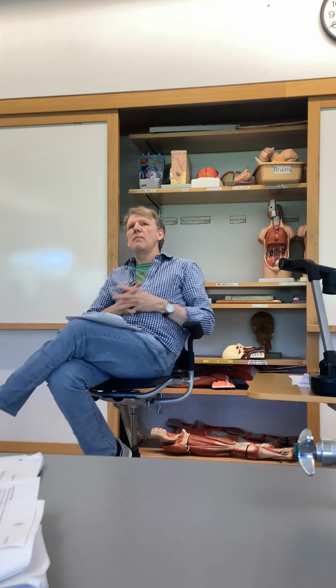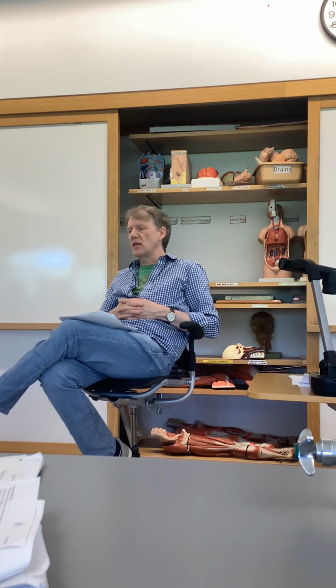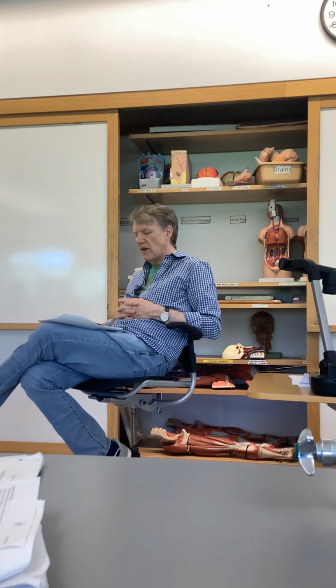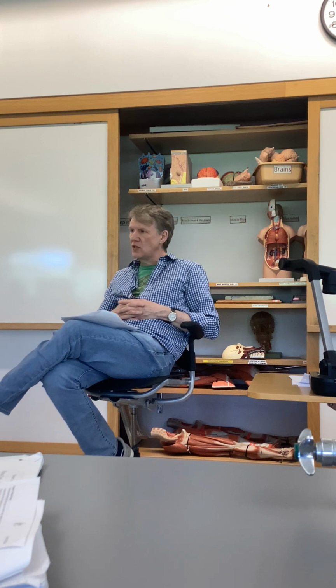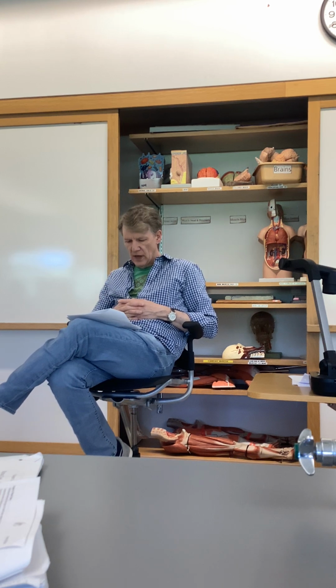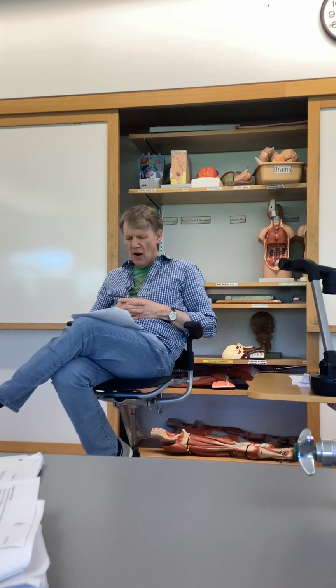Well, what's the name of the guys that make the myelin in the central nervous system? Oligodendrocytes. Who make it in the peripheral nervous system? Schwann cells. Good. All right.